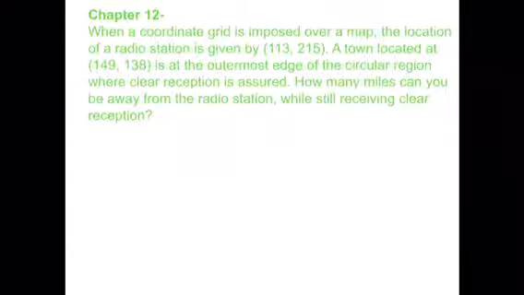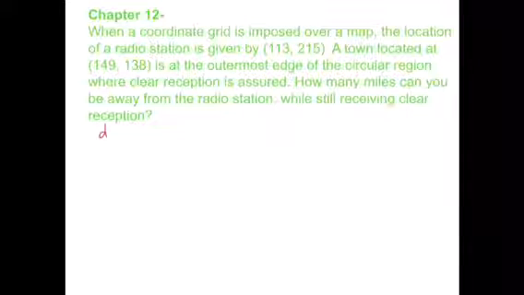The last problem comes from Chapter 12 and says, when a coordinate grid is imposed over a map, the location of a radio station is given by 113, 15. A town located at 149, 138 is at the outermost edge of the circular region where clear reception is assured. How many miles can you be away from the radio station while still receiving clear reception?